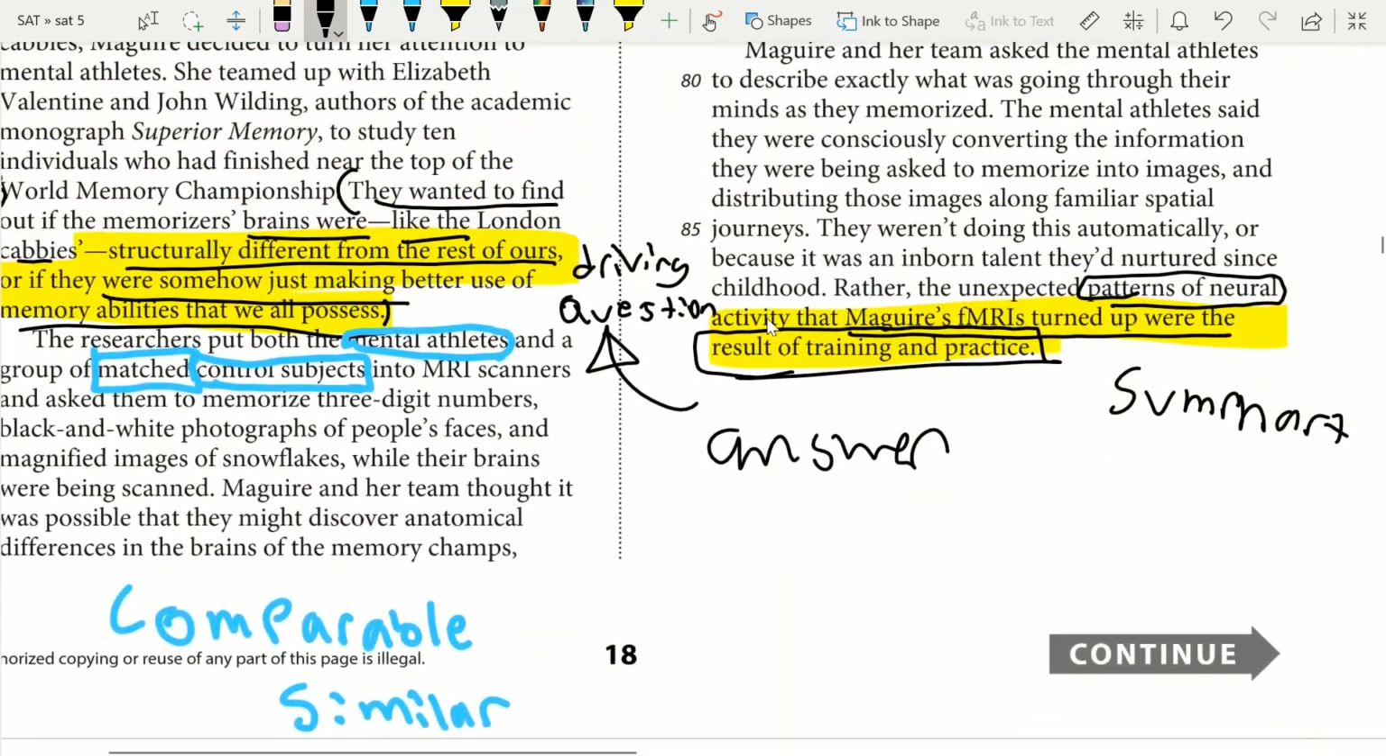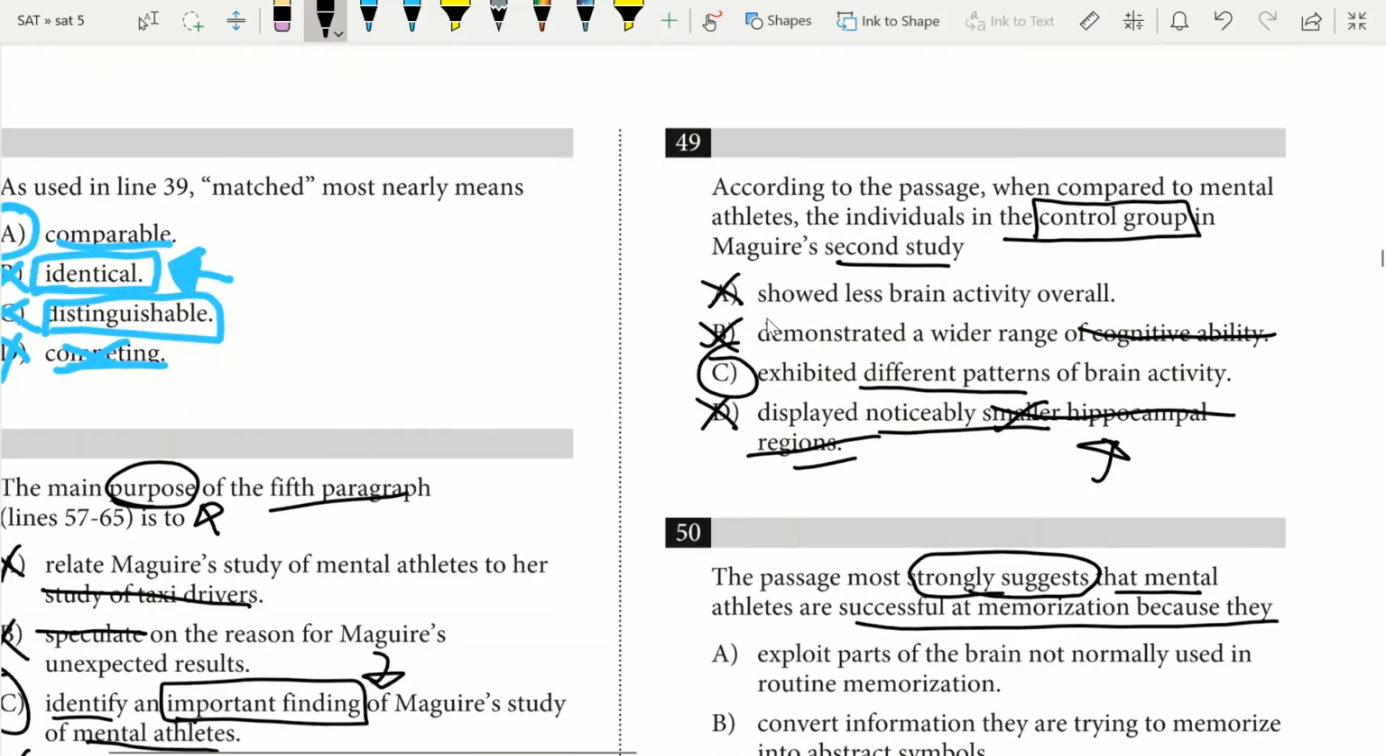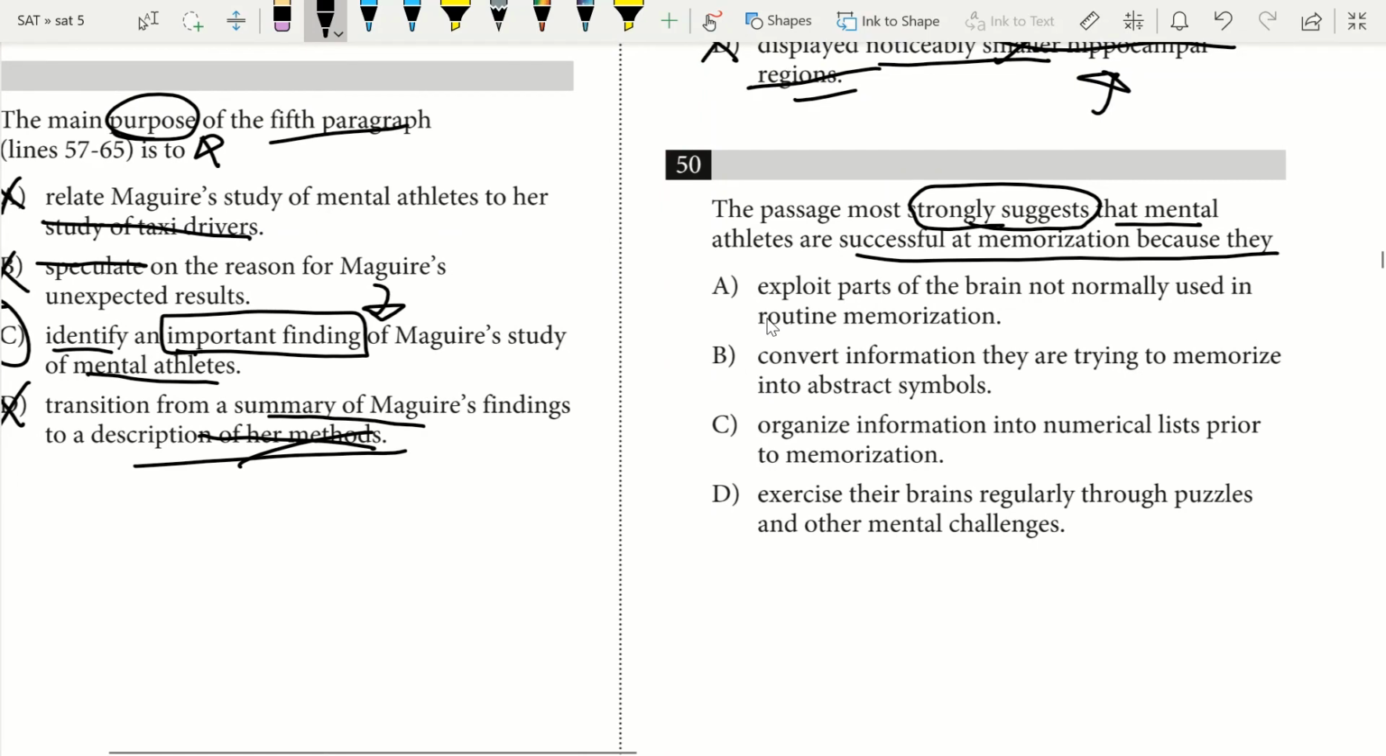Them converting that information they're asked to memorize into images, distributing those images along familiar spatial journeys. We know that this is the result of training and practice. So we're going to look for an answer choice that encompasses all of that. So let's just run A through D, figure out which one's right. That's going to be how we're going to do this one.